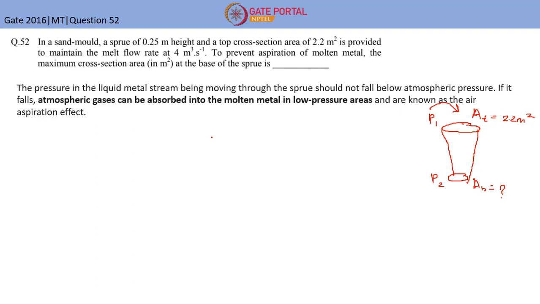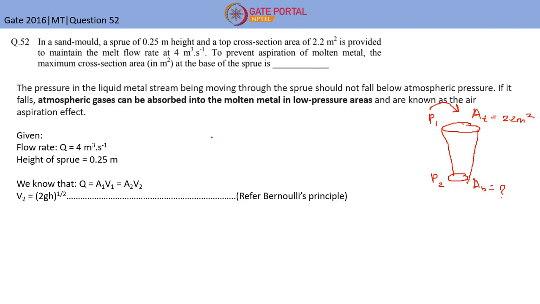So if this phenomenon occurs in casting, then our casting will be porous. Most of the regions will have some porosity because of these gases. Hence we want to avoid this. So we have to design a sprue in such a manner that no aspiration takes place. So given is that the flow rate is 4 meter cube per second and the height of the sprue is 0.25 meter.